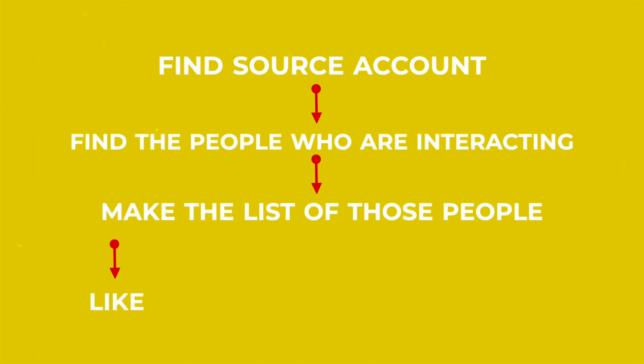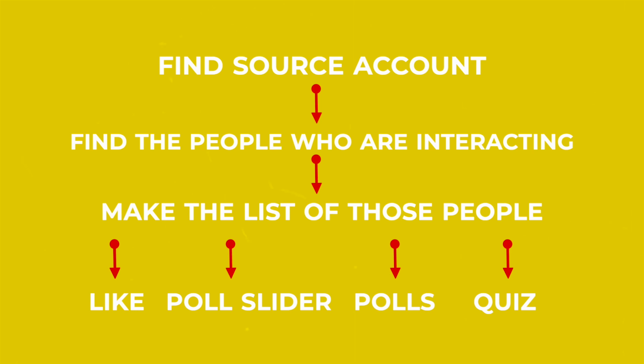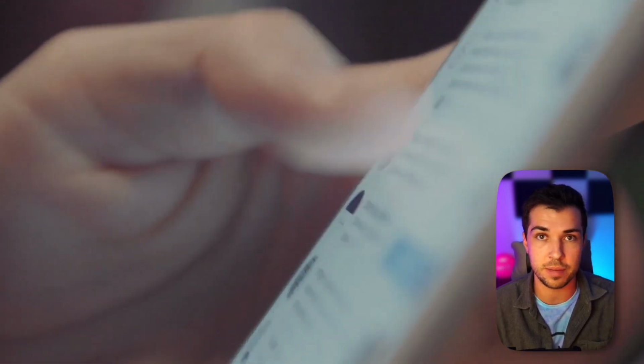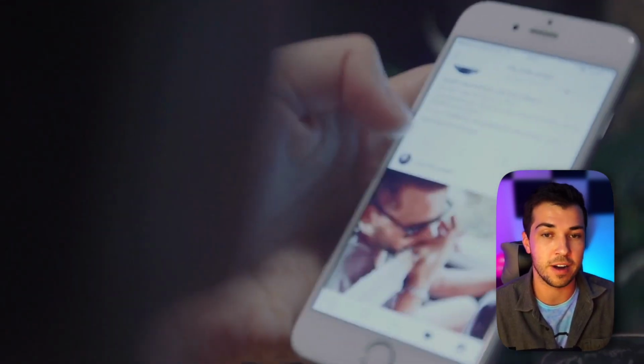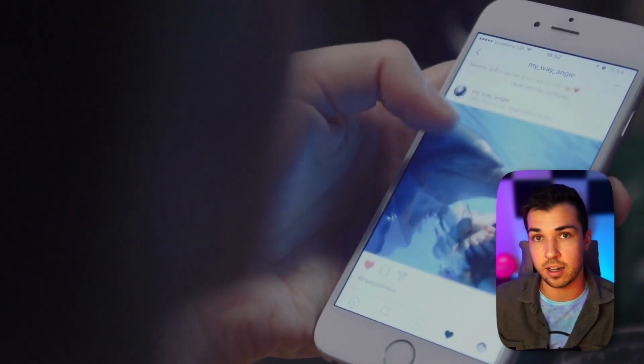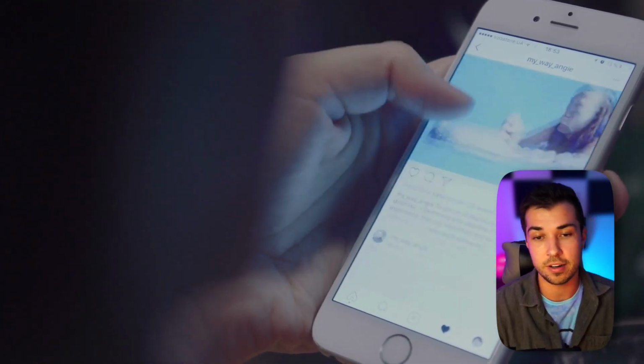We'll story like, we'll engage with the poll sliders, we'll engage with the polls, and we'll engage with the quizzes. What this does is it sends a notification to the targeted people. Then they will go to your profile and check you out. And if they are actually targeted and they were liking content of similar people, then they're going to see your content. And then they're going to decide to follow you, or they're going to see your products and services because they're interested in someone else's products and services.